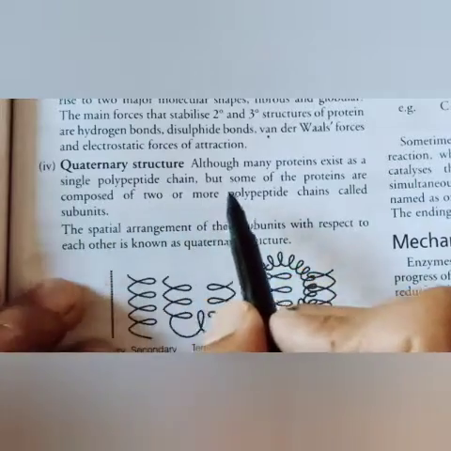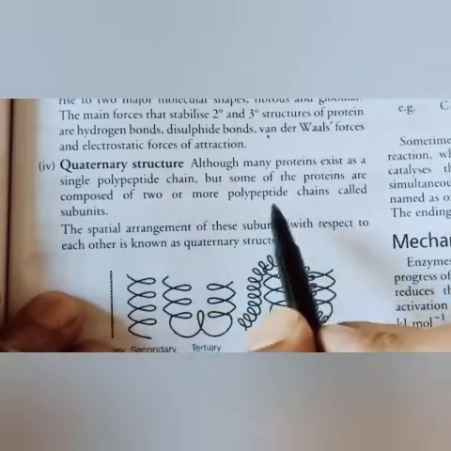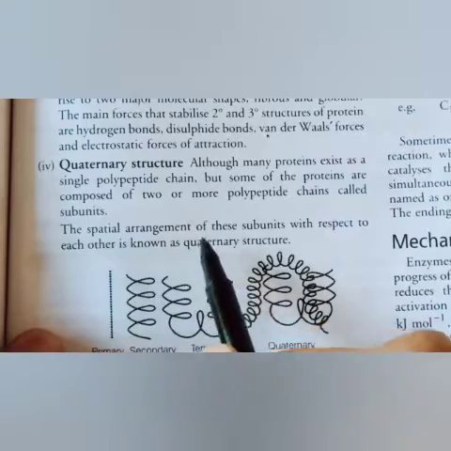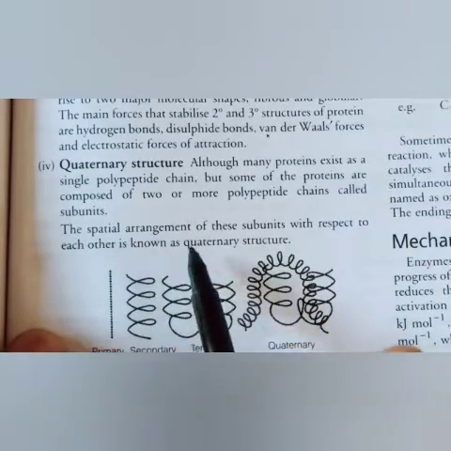Quaternary structure: although many proteins are folded, some of the proteins are composed of two or more polypeptide chains, that is called a subunit. The spatial arrangement of these subunits with respect to each other is known as quaternary structure.